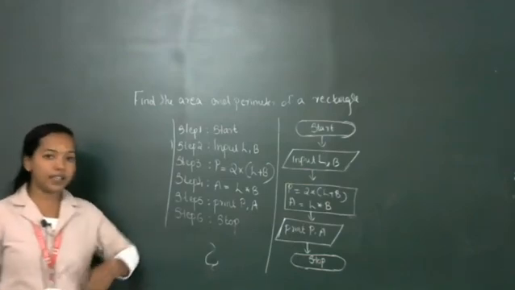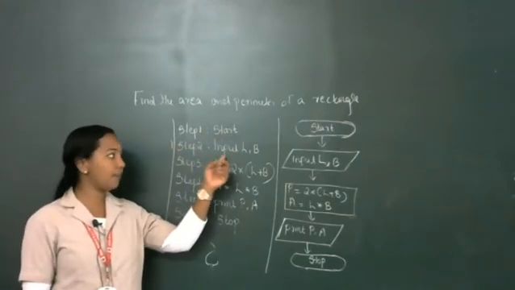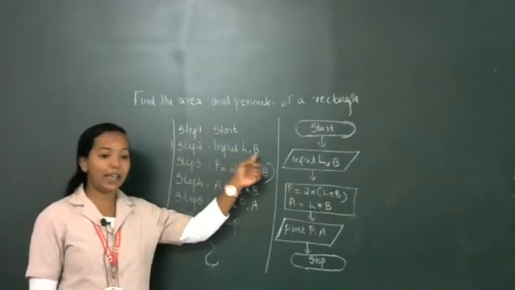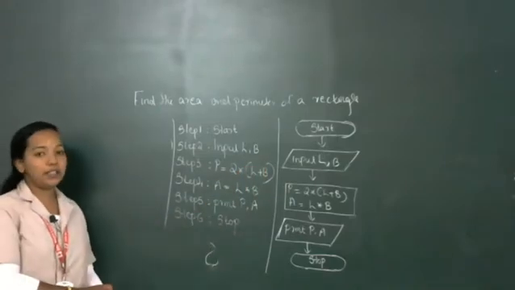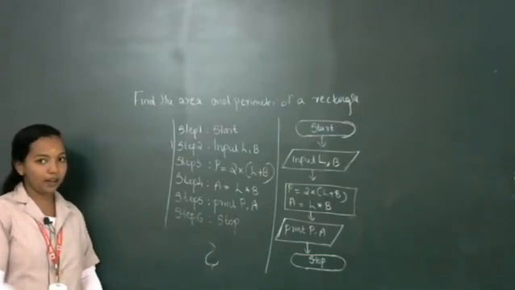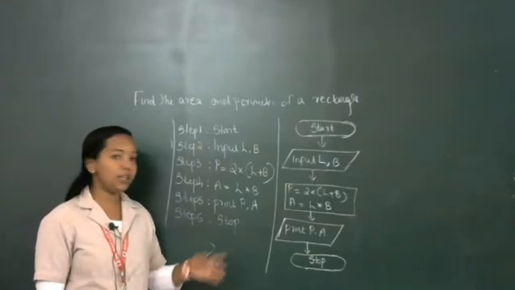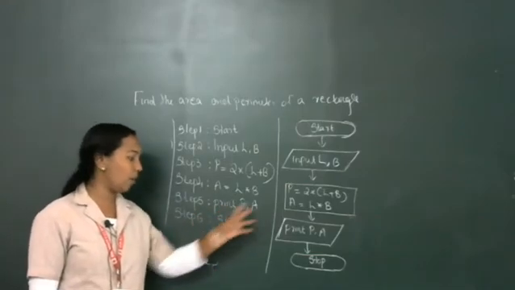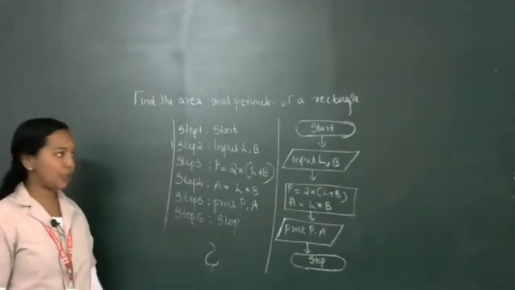What is the first step? We begin the algorithm with start. After that, input to variables L comma B. Then find the perimeter: P is equal to 2 star L plus B. Then after getting the area and perimeter, we print P comma A, then stop. Okay, we can use stop.